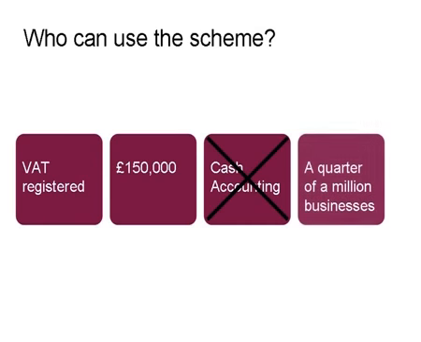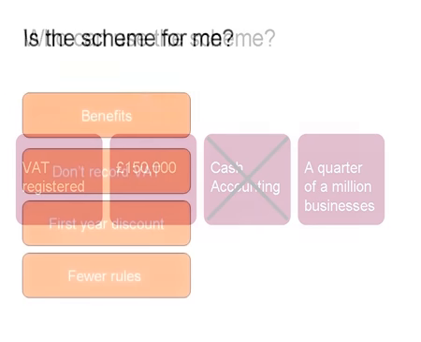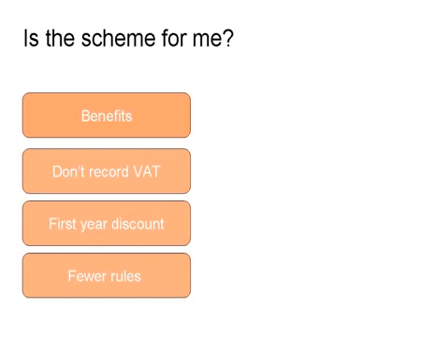Almost 250,000 businesses already use this simpler method of working out the VAT due to HMRC. So, is the flat rate scheme for you? Well, it offers the following benefits. If you use the scheme, then you won't need to record the VAT you charge on every sale or purchase, which means you'll spend less time on your record keeping and more time running your business. But you'll still need to show VAT separately on your invoices, just as you do for normal VAT accounting.